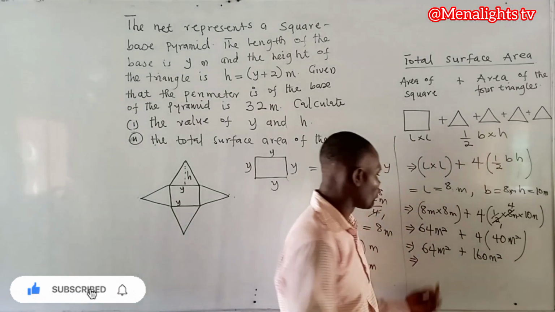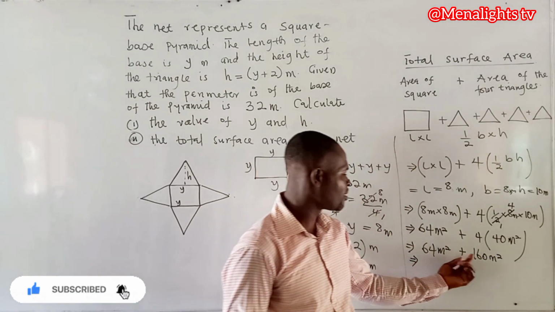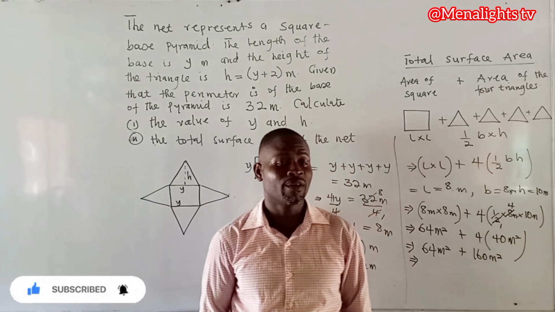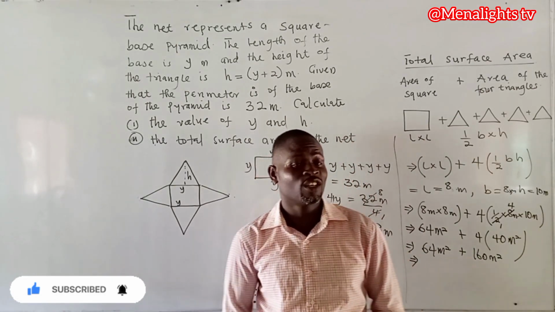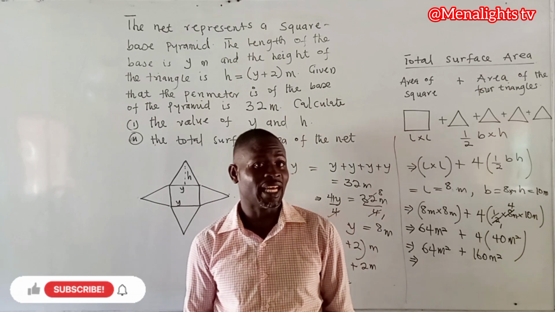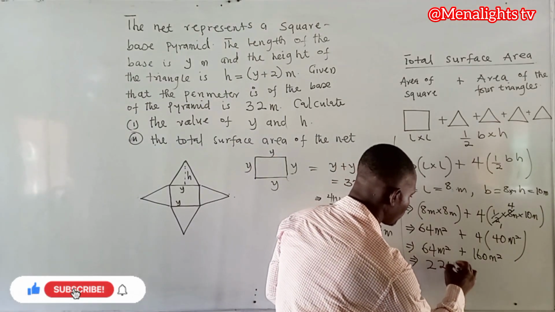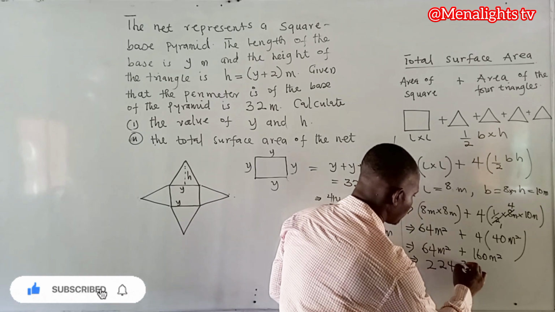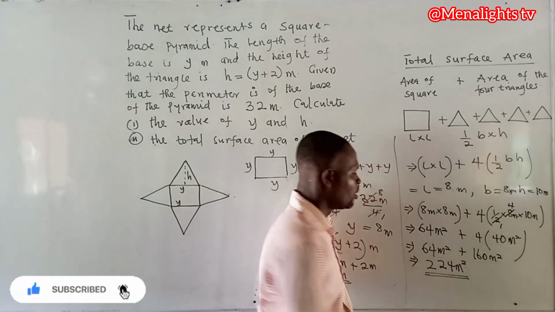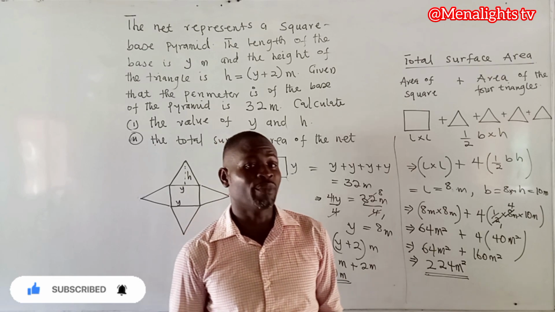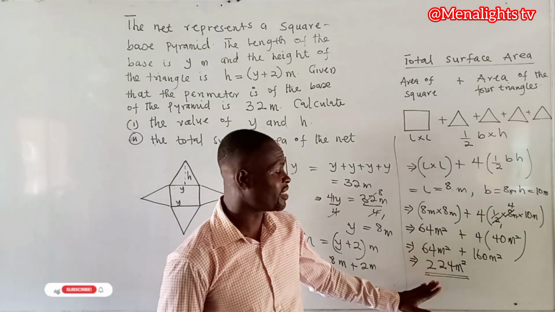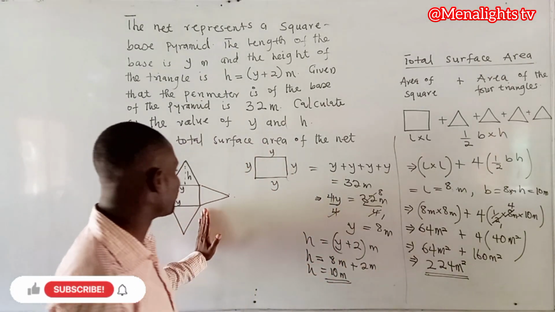So from there, 64 plus 160 meters squared will surely give us 224 meters squared. This 224 meters squared is the total surface area of the figure that we have here.